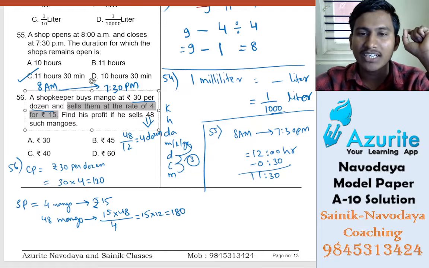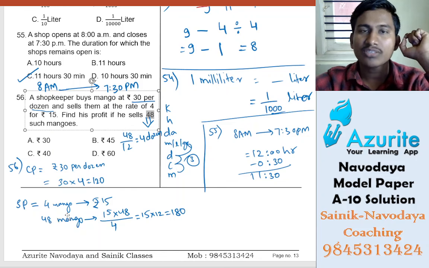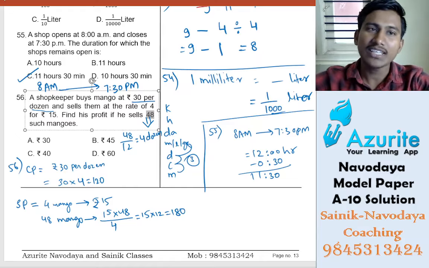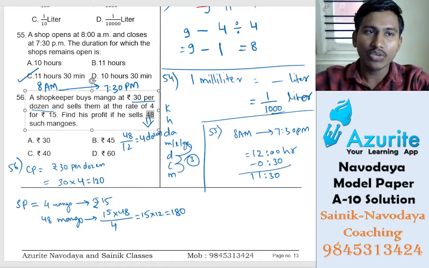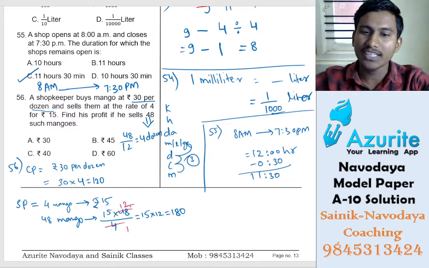There are a total of 48 mangoes. That is 4 dozen. 48 mangoes is how much? So we have to cross multiply: 48 into 15 divided by 4. If you cancel, it will become 12. 4 ones are 4, 4 twos are 8. So 15 into 12, if you multiply, it will become 180 rupees.